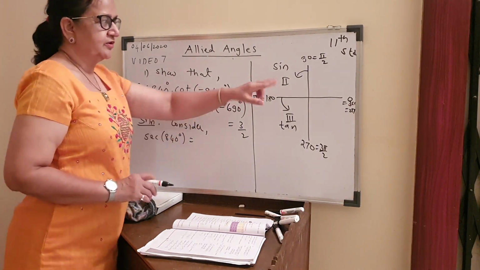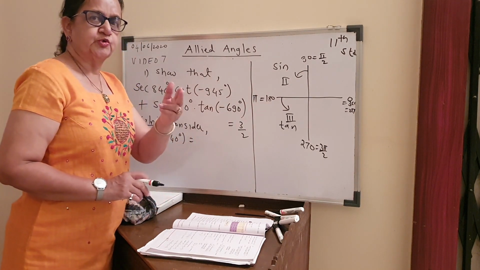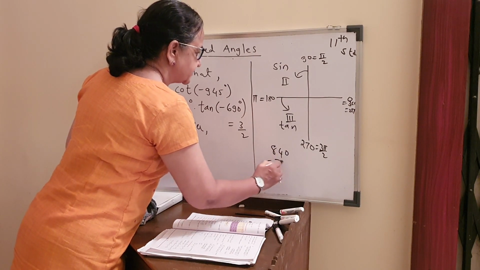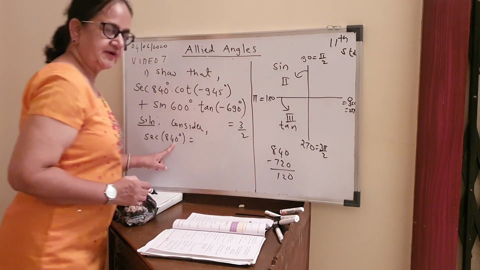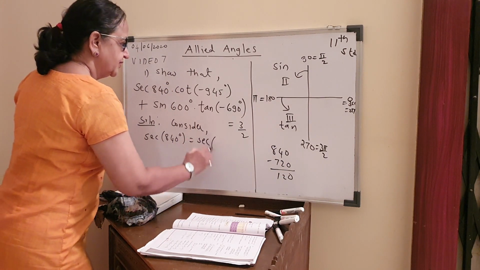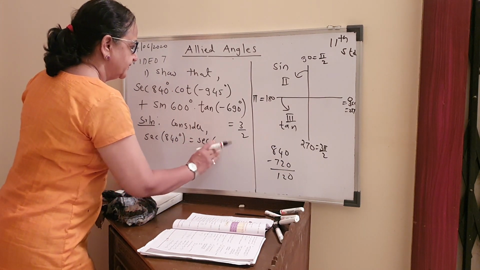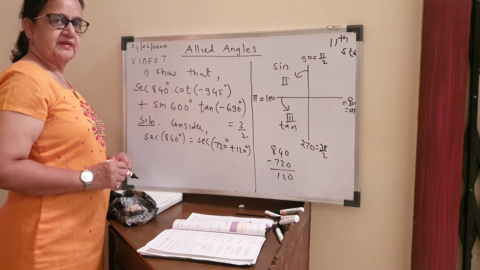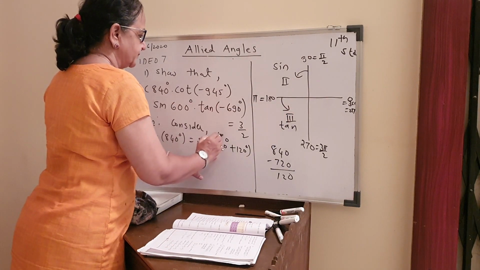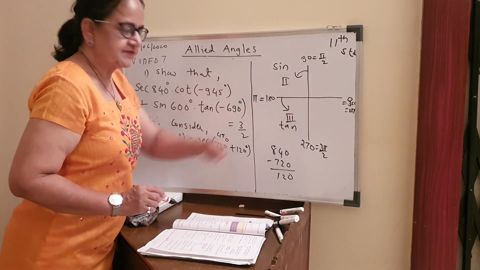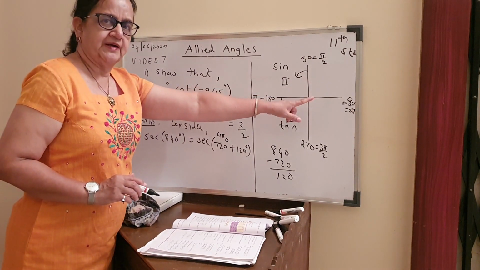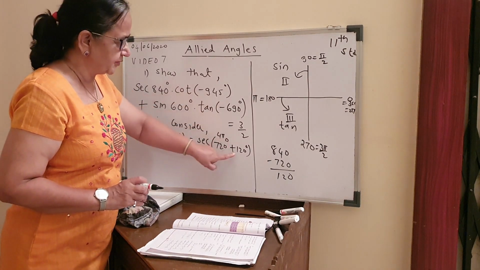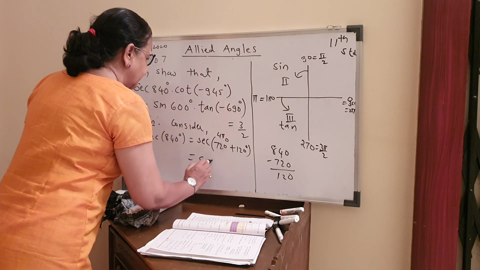840 is beyond 360. 360 into 2 is 720, closer to 720. So 840 minus 720 is 120. So I will write this as sec of 720 degrees plus 120 degrees. 720 will be 4 pi. 360 is 2 pi, so 720 is 4 pi. Just omit 4 pi. What remained? 120 with the positive sign. So it is sec of 120 degrees.